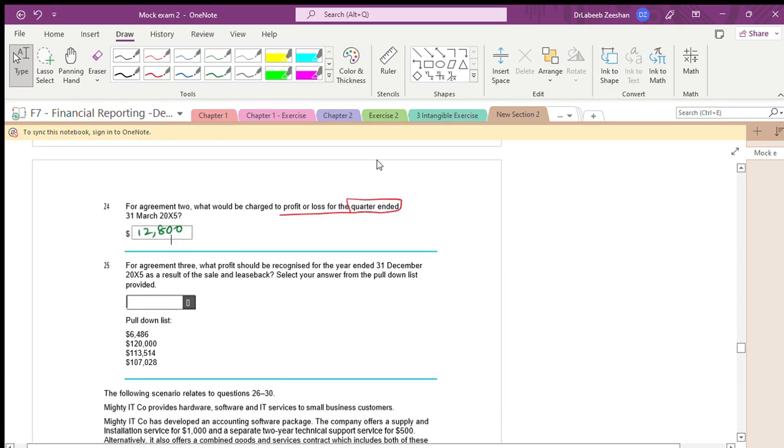For agreement 3, what profit should be recognized at the year end as a result of the sale and lease back? What profit should be recognized?